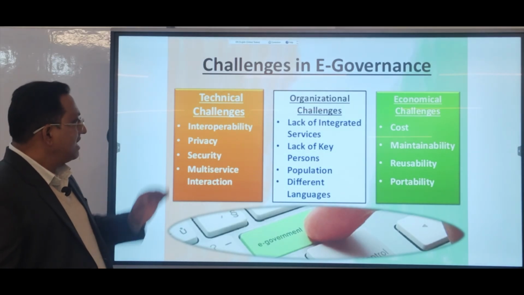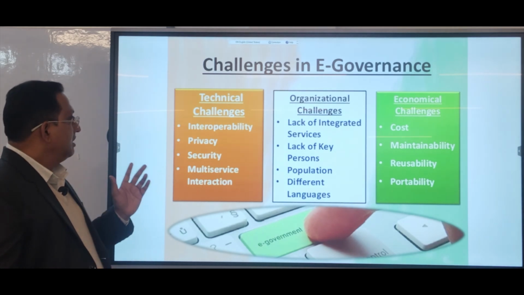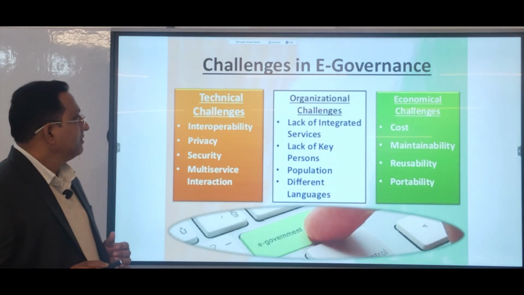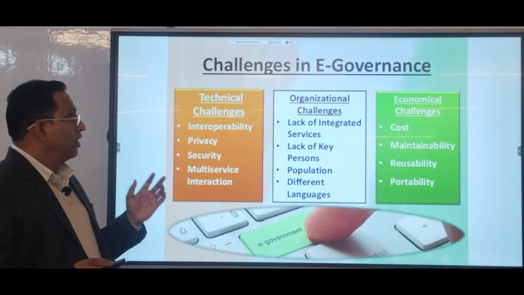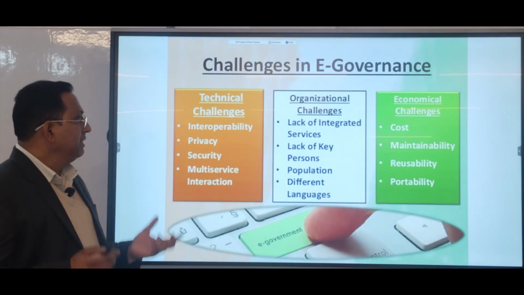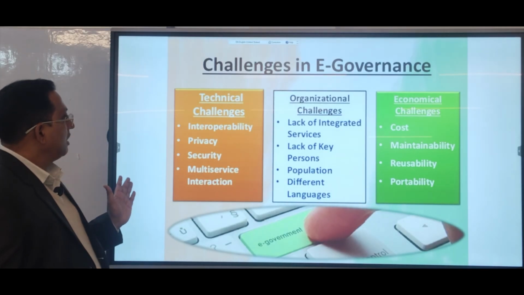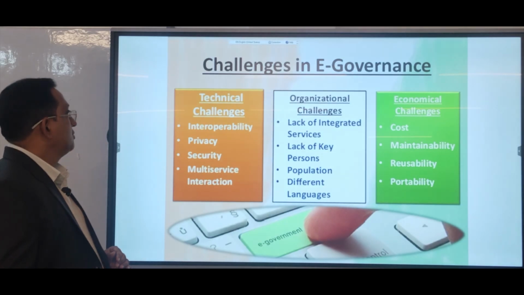But in the organizational challenges, it is all about the lack of integrated services, lack of key persons, populations, and different languages. When it comes to the economical challenges, it is always about the cost, maintainability, reusability, and portability. So these are all the 3 types of challenges we face in the e-governance system.